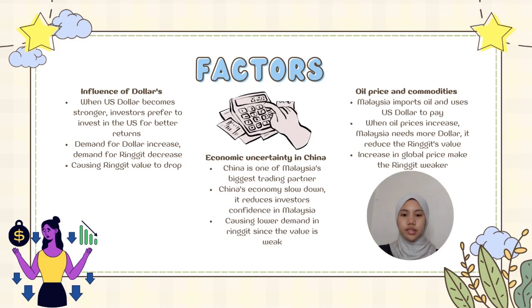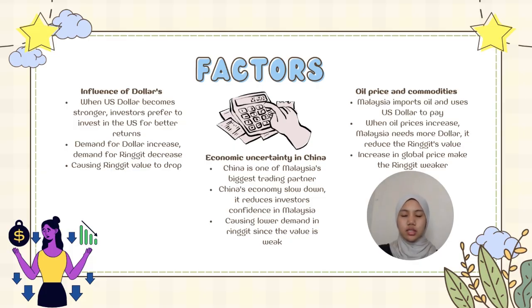So, for the factors, the value of our ringgit can change over time due to several global and local factors. This usually happens when the demand for foreign currencies like the US dollar is higher, there are economic issues in major trading partners like China, and global prices rise, such as oil and commodities.